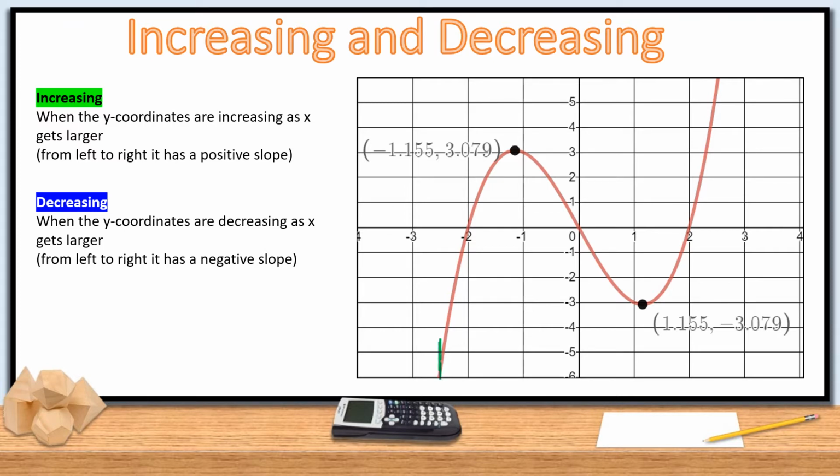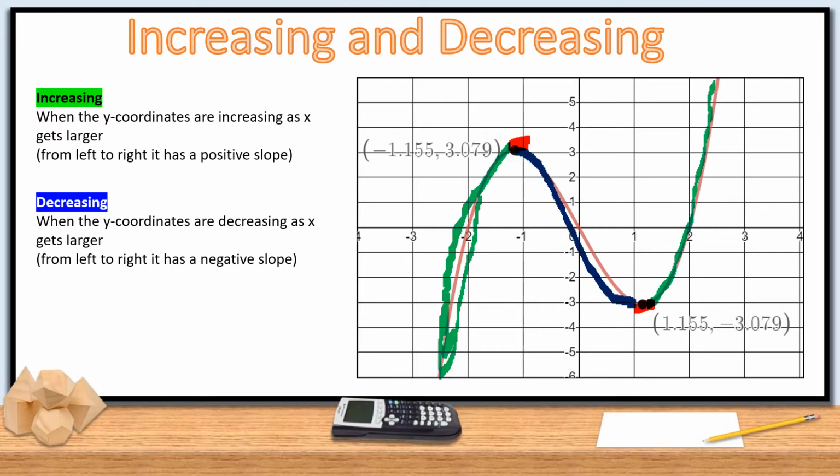Increasing is the part that, as we are going from left to right, the y values are increasing. So increasing is going up. It then becomes flat for a second. So at the turning point, it's flat. There's a slope of 0. And then it becomes a decreasing function. So it starts to go down to that turning point. So again, we go flat, and then it actually becomes an increasing function again.